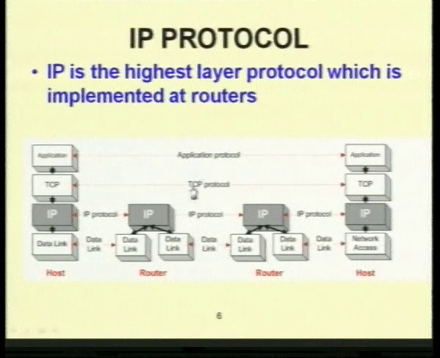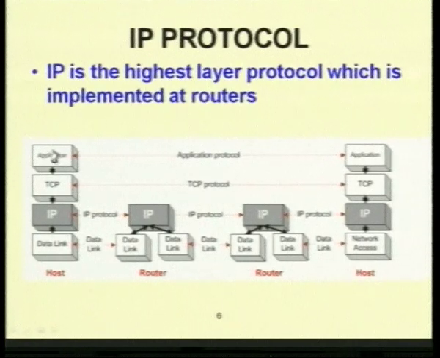So, coming to the IP protocol, you can also say that it is the highest layer protocol which is implemented at routers. That is, you can see what happens. Now, typically you have application protocols at the end systems. TCP protocol also exists only at the end systems. The IP protocol is the only one which exists in a TCP IP network at the routers. Now, at the routers you do not have the higher layer protocol. So, we say that IP is the highest layer protocol that is implemented at the routers.